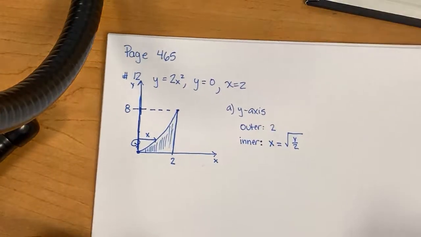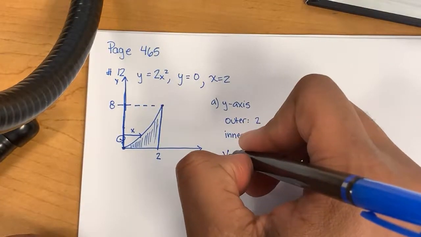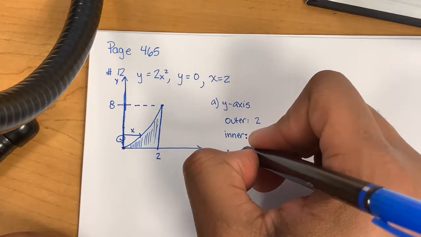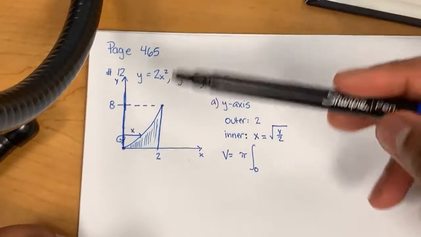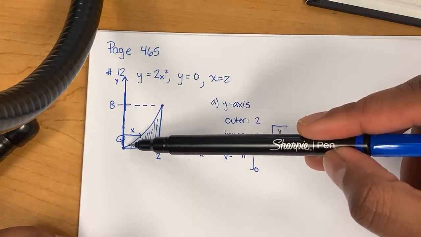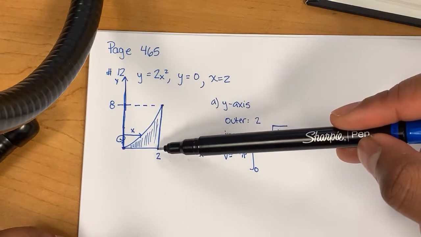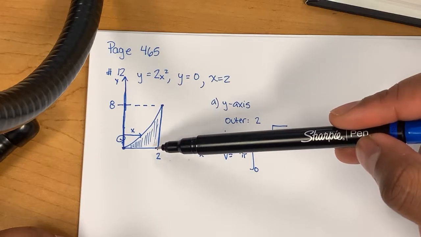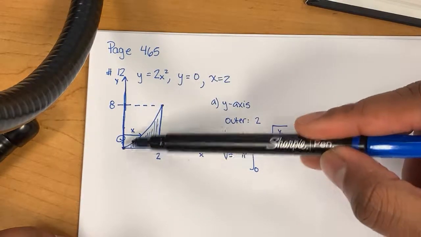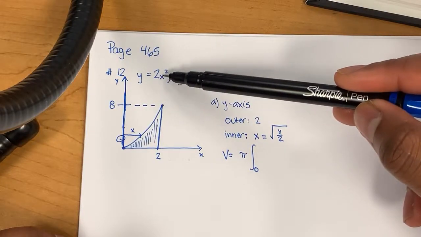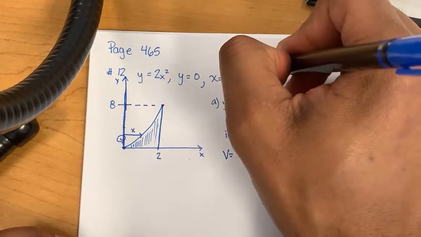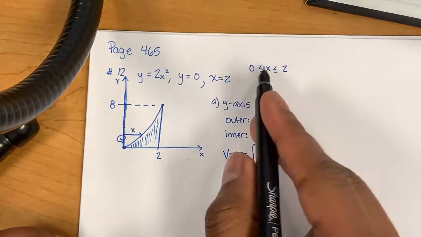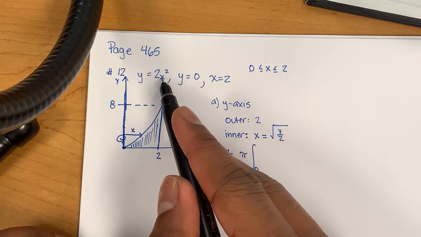And so when we set up our volume, we will have V equals pi times the integral from 0 to, all right, so our x's are going from 0 to 2, and so our y's should go from 0. If we substitute in 0 into this function, we get 2 times 0, which is 0. And let's write this down: 0 is less than or equal to x, is less than or equal to 2. And so we just substitute our x's into this equation.